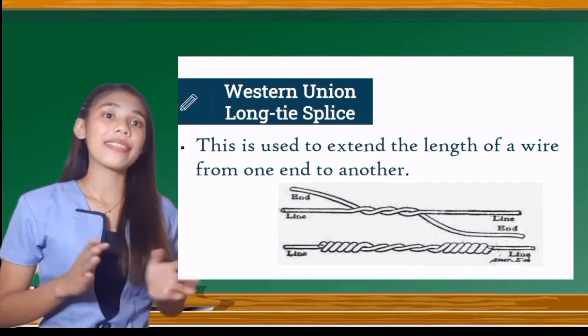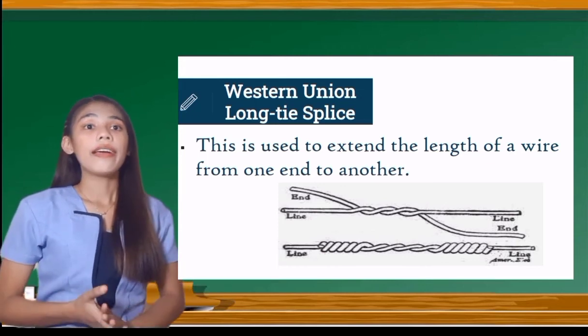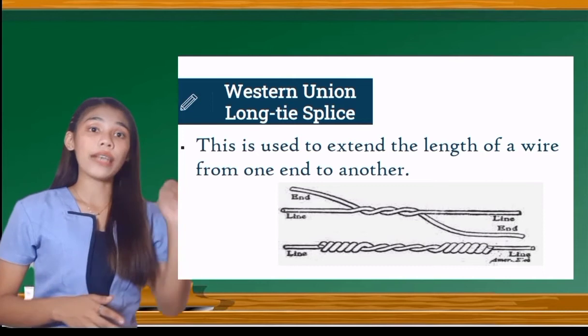The next one is the Western Union long tie splice. This is used to extend the length of a wire from one end to another. It is used extensively for outside wiring.